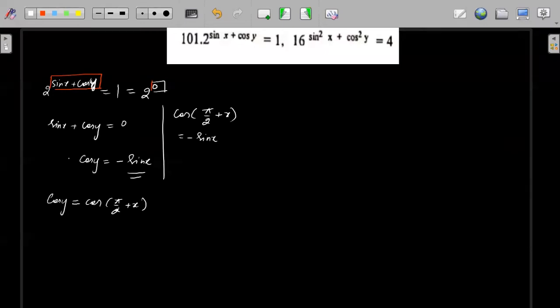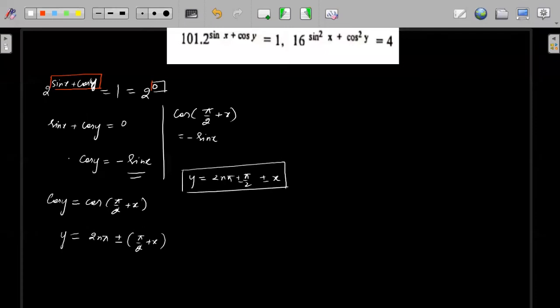Understood? So that means y is equal to, I will write the general solution. y will become 2n pi plus minus pi by 2 plus x. So y is equal to 2n pi plus minus of pi by 2 plus x. This will be the general solution in terms of y, or if you want, you can write it in terms of x also. Understood?